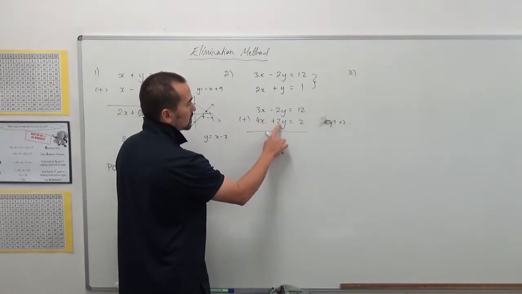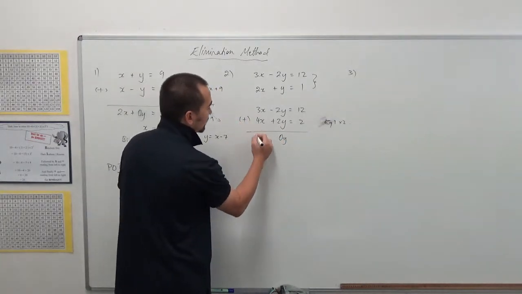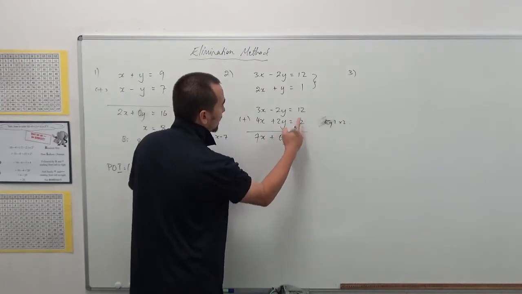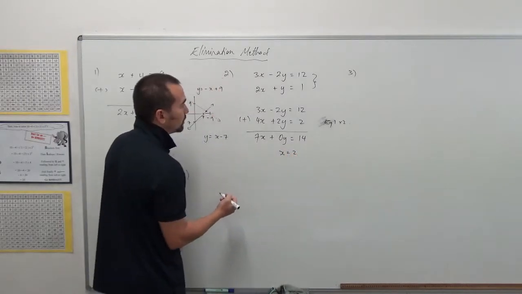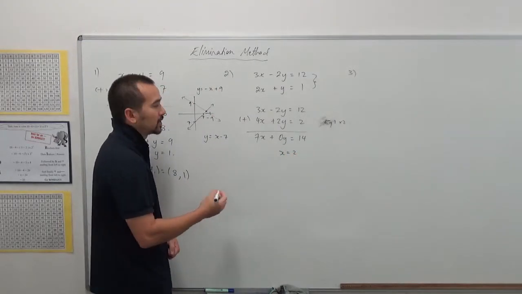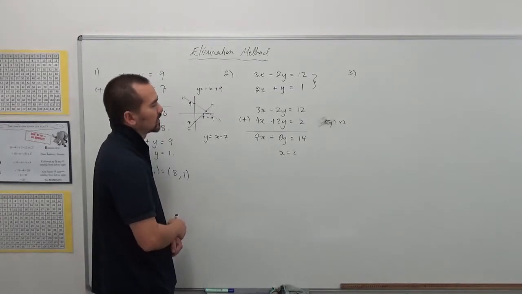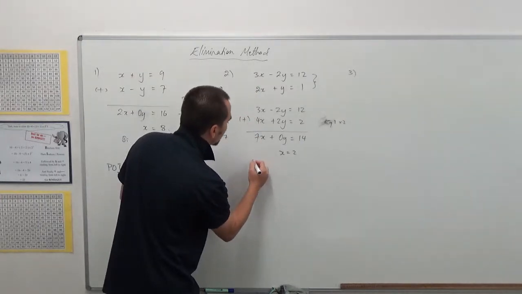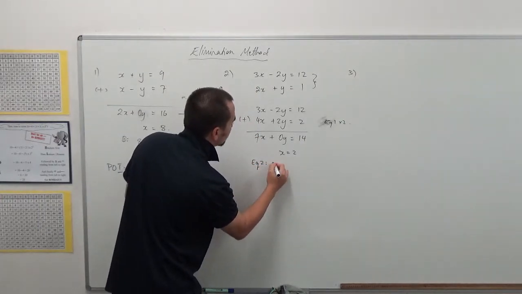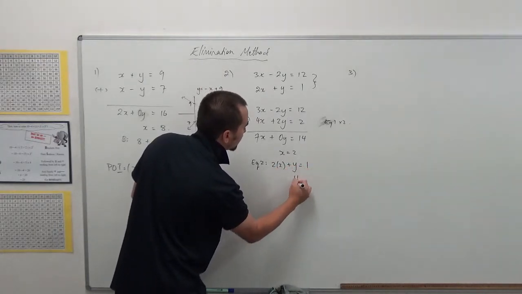Okay. -2y plus positive 2y, I'm going to get 0 y's. 3x plus 4x is 7x. And 12 plus 2 is equal to 14. That means x is equal to 2. And now we need to solve for y. Should we use equation 1 or equation 2? I could use equation 1, but I'll use that one there. That's even better. So equation 2 says 2 times x plus y is equal to 1. That means y is equal to?